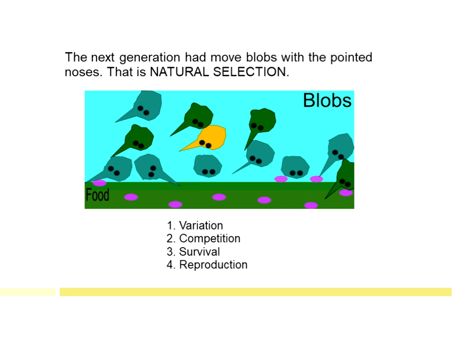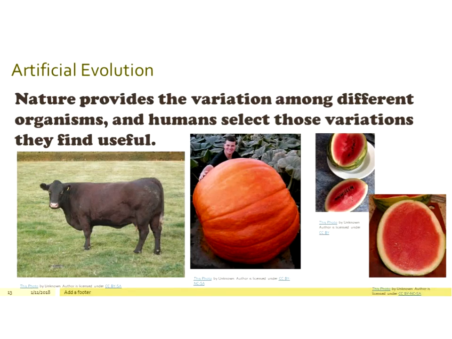And that is natural selection. So again, variation. Some variations are favorable, and the competition will determine what is favorable and what is not. Those with those favorable survive, and then they reproduce and pass them on. So while we're talking about it, so that's natural selection. That happens in nature. Nature selects based on what's needed to survive in an environment.